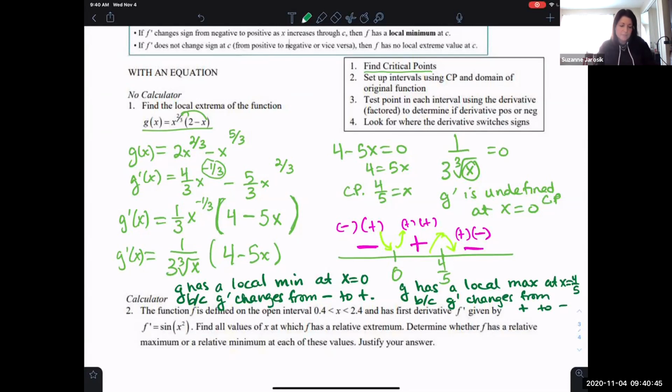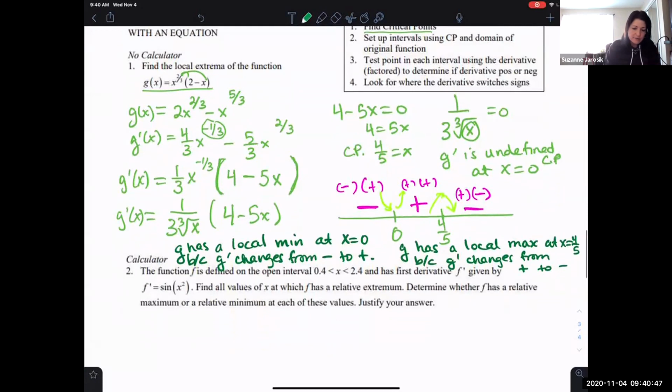Okay, for the next question, it says that we have a calculator question. So I'm going to pause to get everything set up for the calculator, but you probably won't even notice the difference, but we'll see you in just a bit.